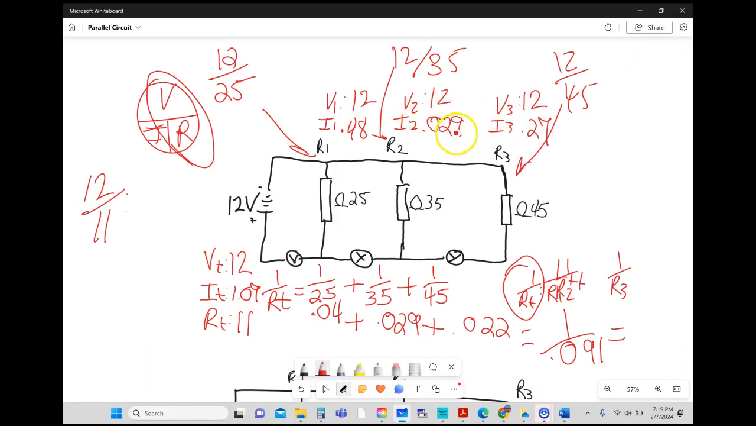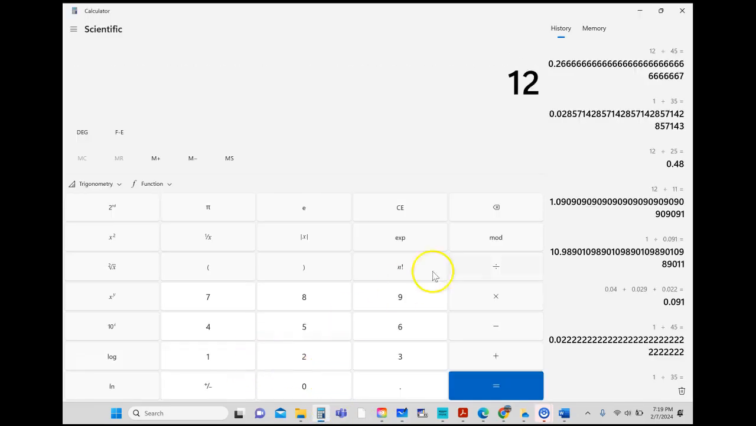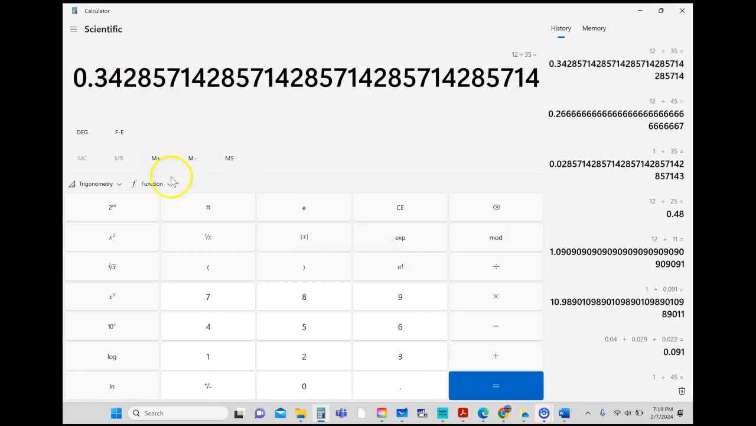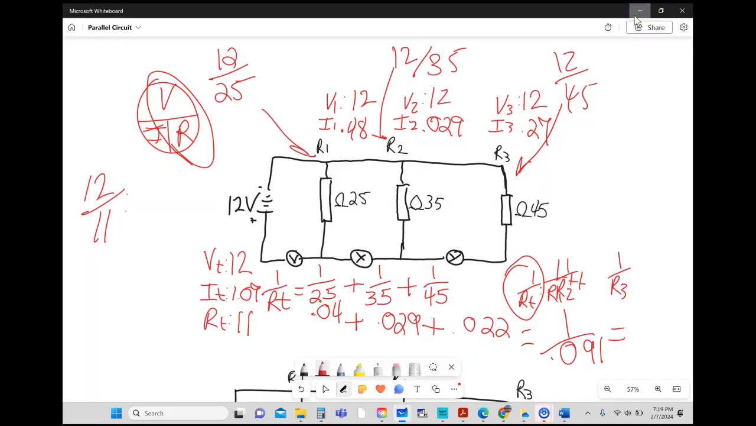And I think that's supposed to be 0.29, not 0.29. Did I screw that up? I think I did. Let's do that math. 12 divided by 35 equals 0.34. Sorry, I really jacked that one up, didn't I? If you guys are like, wait, what did he do? Yep, that was wrong. My bad. That is 0.34. Okay.